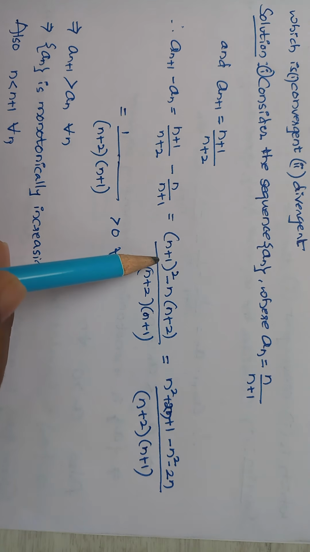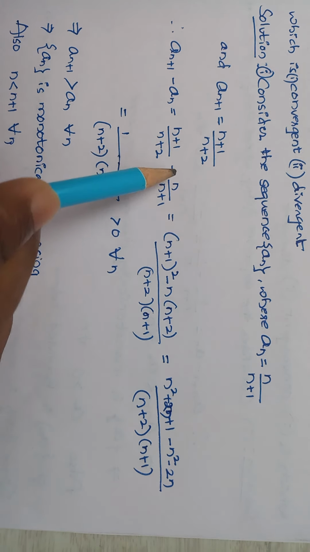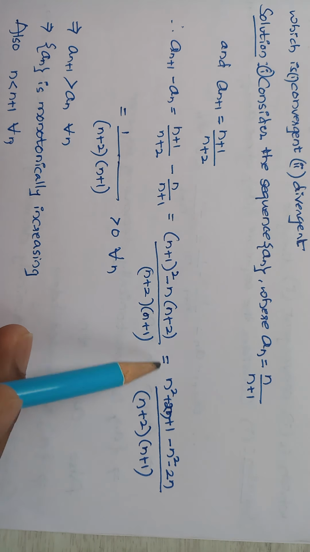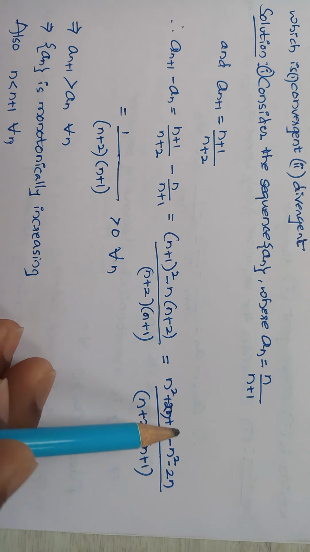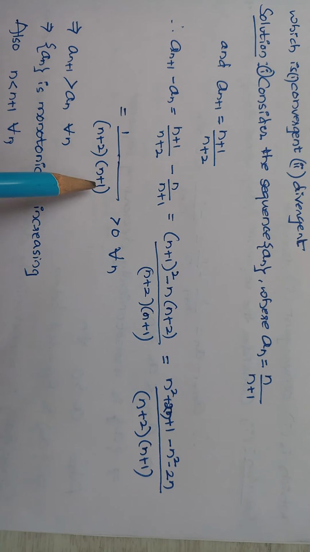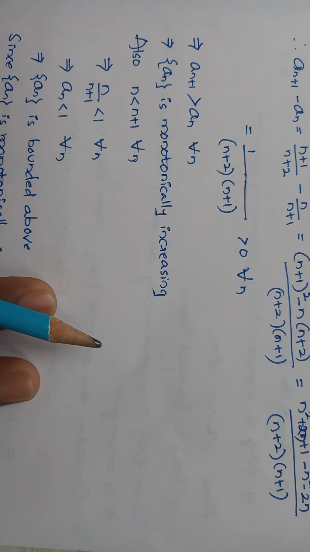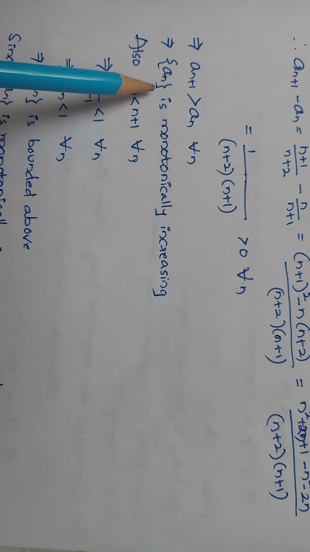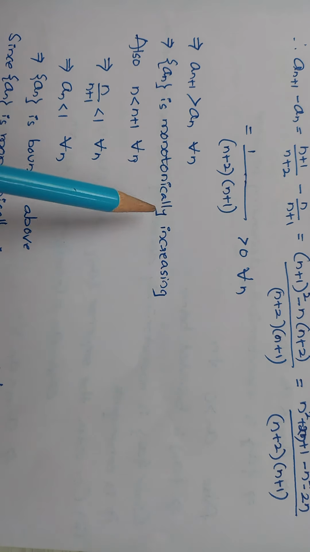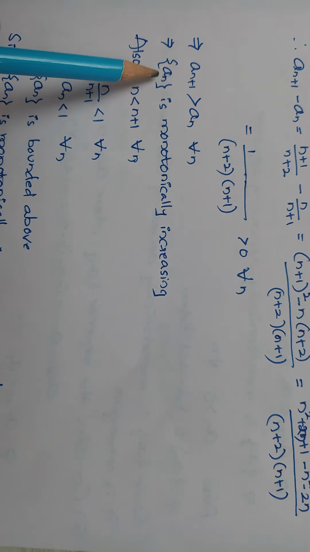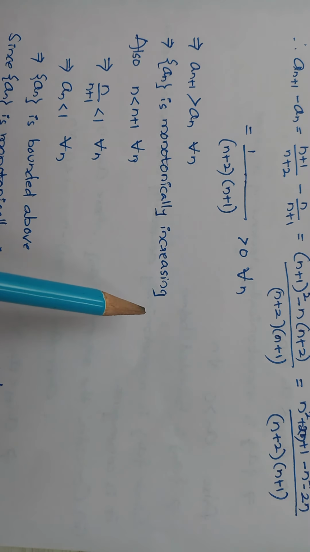So this is equal to, by cross multiplication, (n plus 1) square minus n into (n plus 2), over (n plus 2) into (n plus 1). So this is n square plus 2n plus 1 minus n square minus 2n. The n square and 2n vanish, what remains? 1. So 1 divided by (n plus 2)(n plus 1) is strictly greater than 0 for all n. Therefore a_(n+1) is greater than a_n for all n. Therefore the sequence a_n is monotonically increasing, because it satisfies the definition of a monotonically increasing sequence.